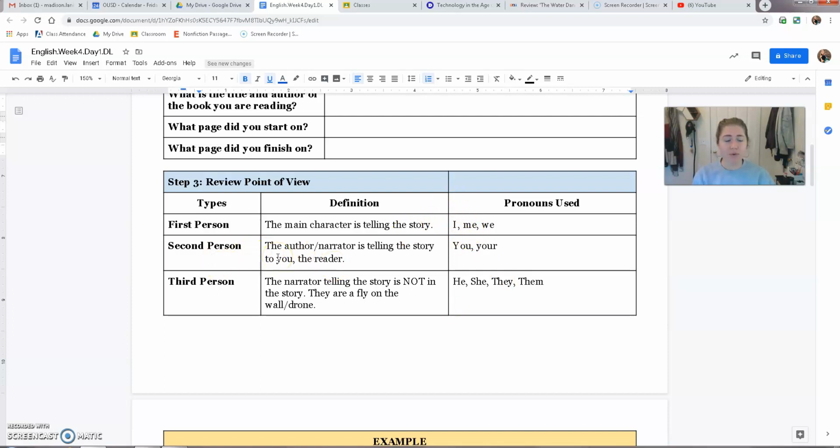Second person is when the narrator is talking to the reader, and telling them what to do. That one's not very popular, but it could be like an advice book, if you think of it in that way. Third person point of view is when the narrator is telling a story, but they're not in the story.